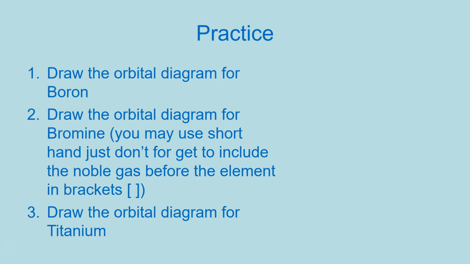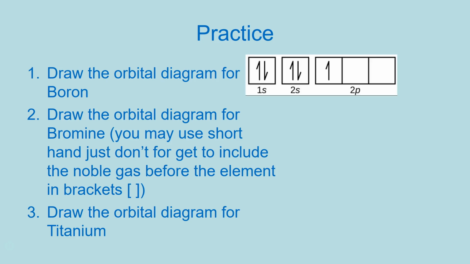All right, let's see how you did. Boron was a pretty easy one. Similar to nitrogen, we have our 1s2 filled up, our 2s2 filled up, but this time we still draw all 3 boxes of 2p, but only the first box gets one up-facing arrow in it.